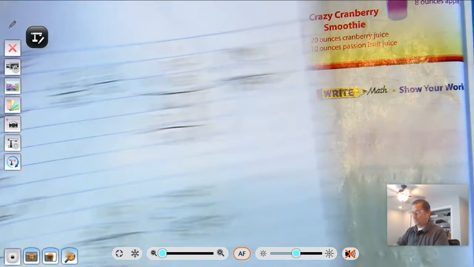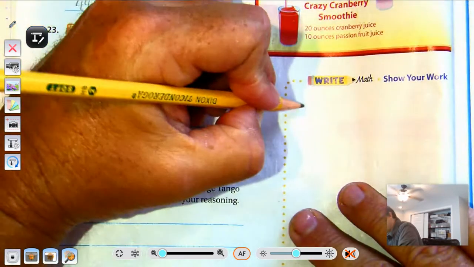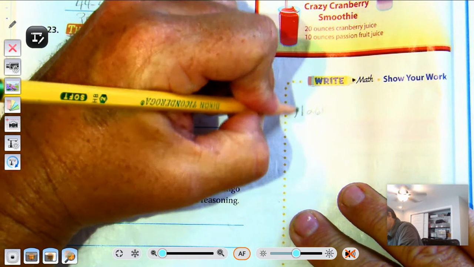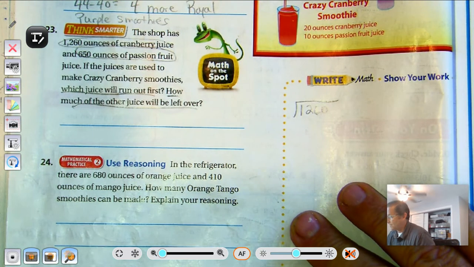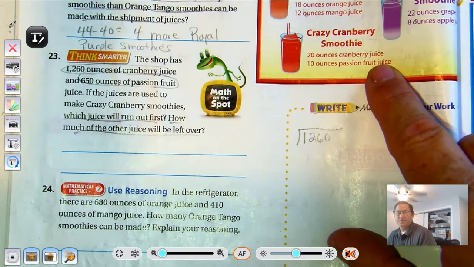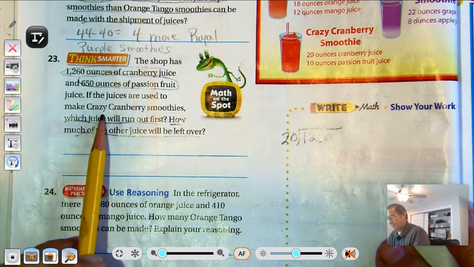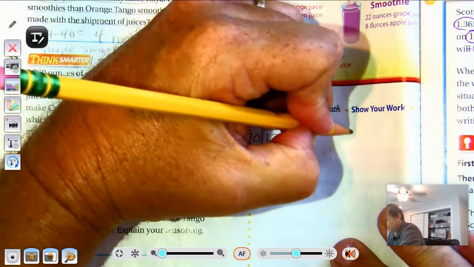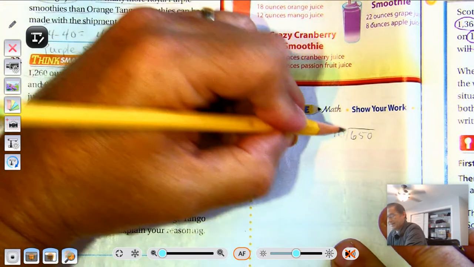Okay, so we have 1,260 divided by how many ounces of cranberry juice do we use per drink? 20 ounces. And then passion fruit, 650 divided by 10.